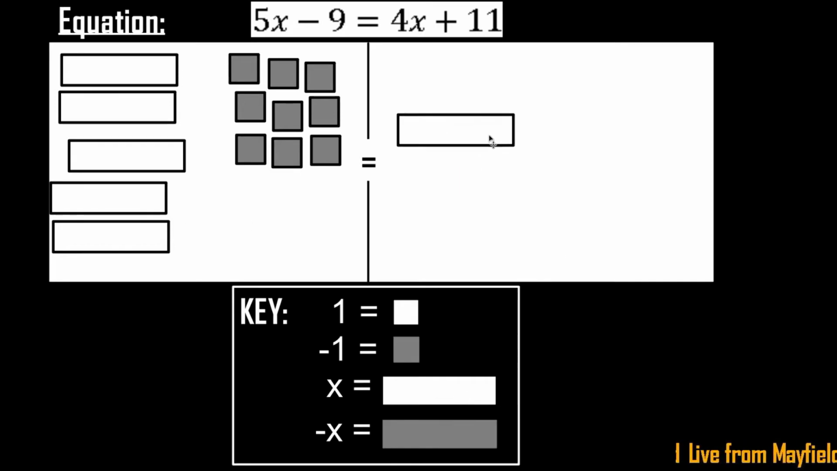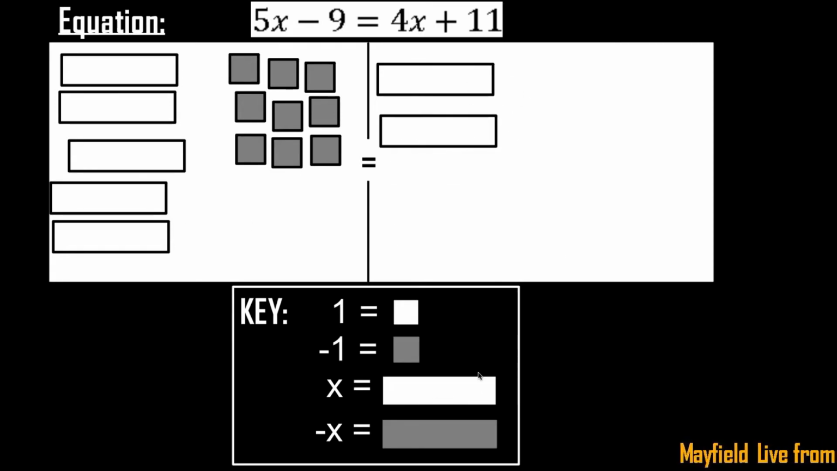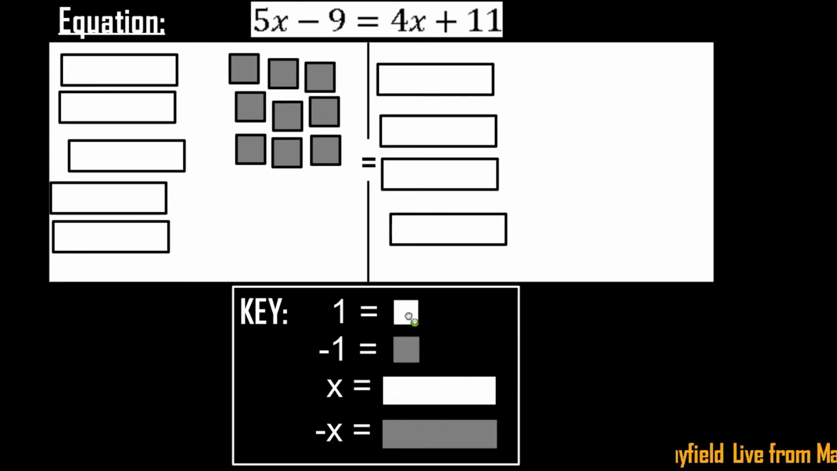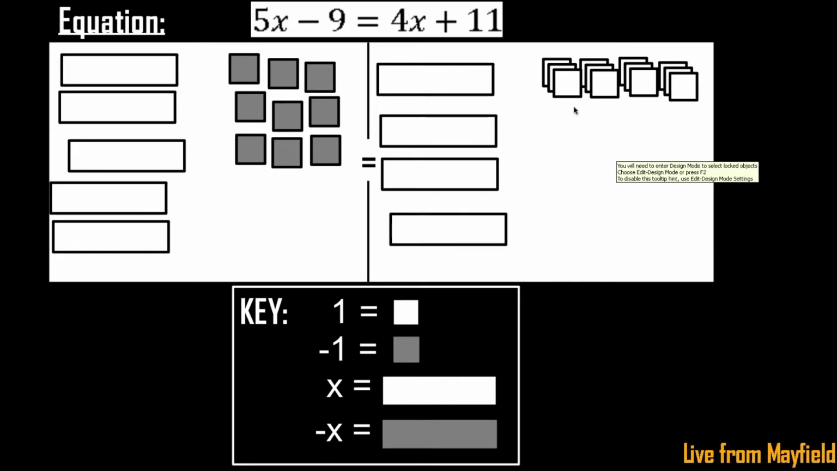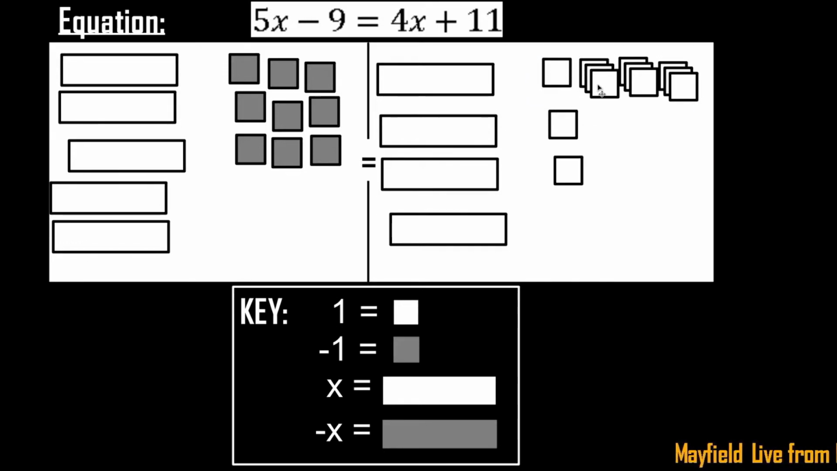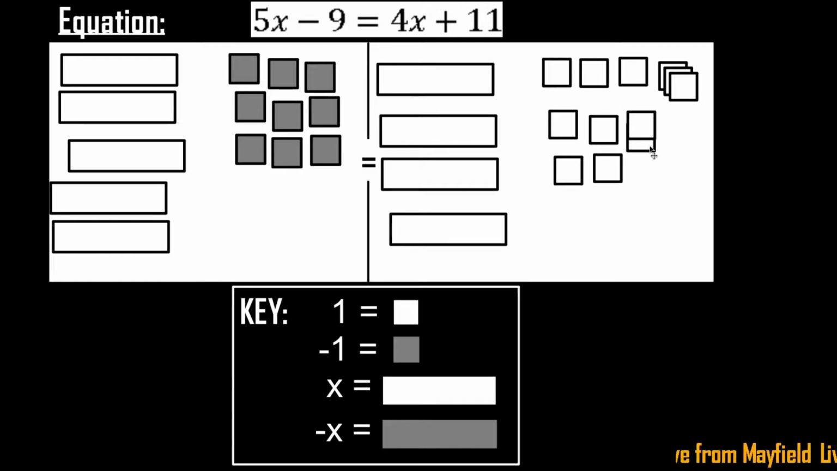On the right side of our equation, we have 4 x's, 2, 3, and 4. And then we have 11 positive 1s. So we get 1, 2, 3. And let me do copy and paste. Thank you, technology. You are a savior and also deterrent, but that's okay. All right, so we got 11 positives on the right.